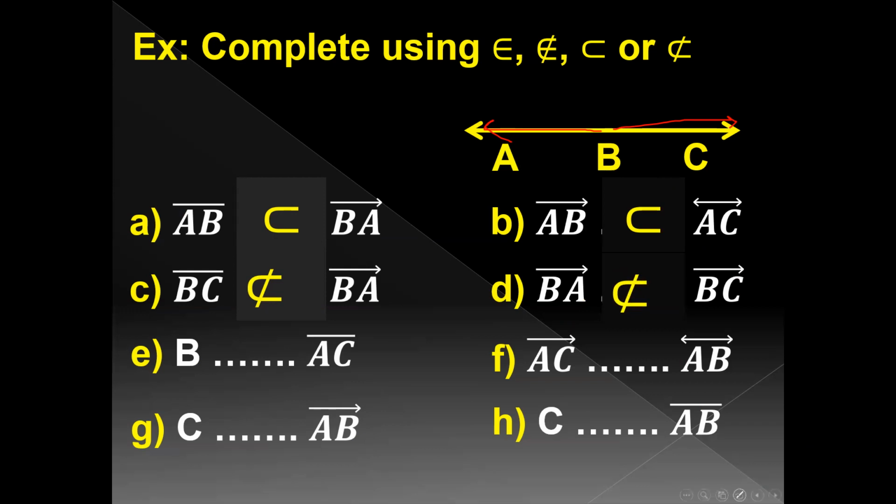Next one. Point B and AC line segment. Where is AC line segment? Point B belongs to AC line segment. And B is a point, so we will complete by using belong or not belong. But if we have a set of points like BC line segment, we will complete by using subset or not subset. B belongs to AC line segment.